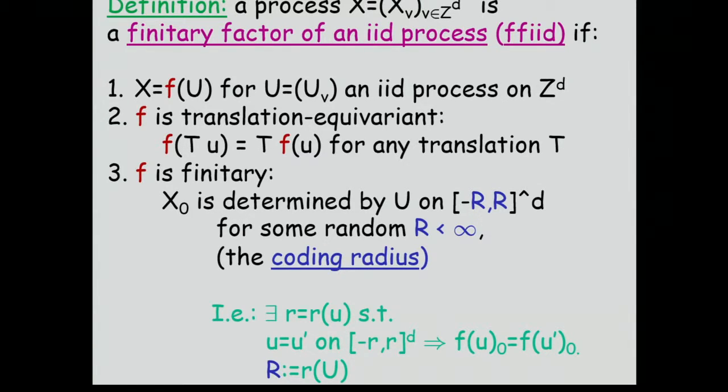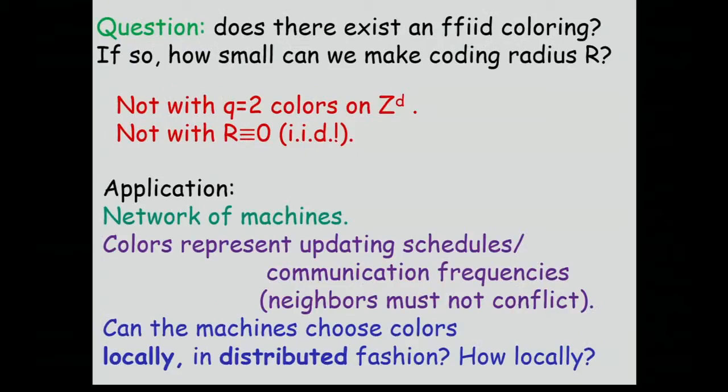Okay, so that's what this says formally, that x0 is determined by the u's on some ball or box. It doesn't matter, I'm not going to care about which metric particularly, for some random radius. And formally that's what it means to be determined. Okay, so that's the definition, and that's what I want to focus on.